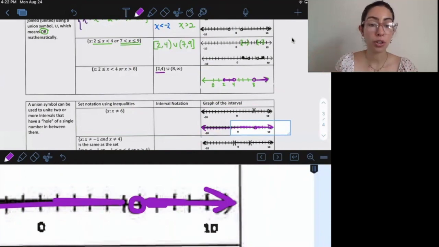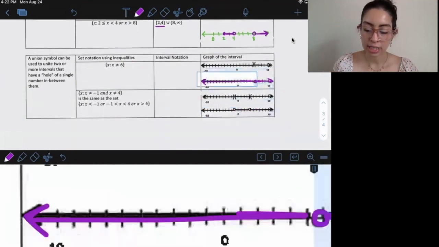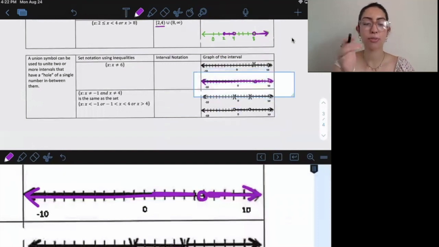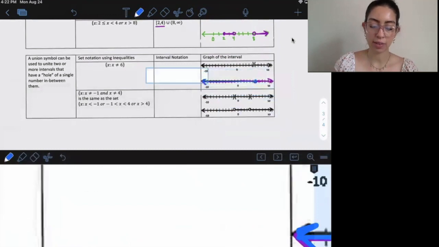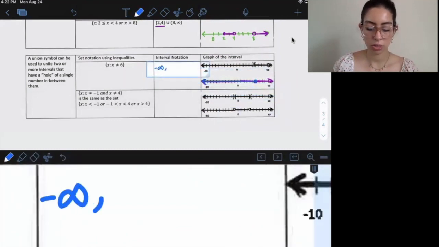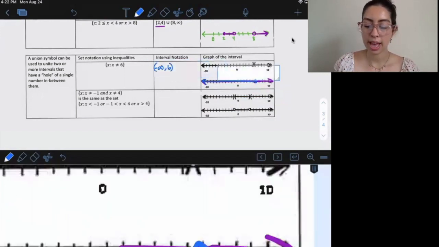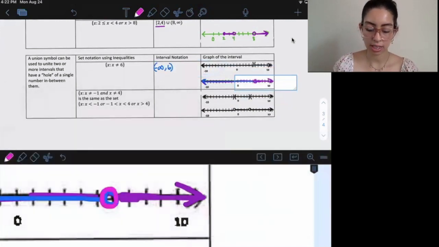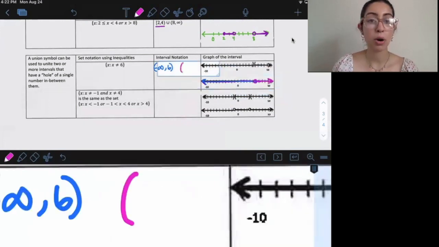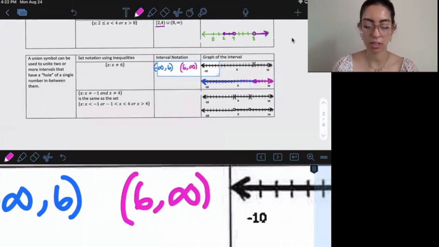So in our interval notation, we see already that this is 2 parts. I'll do it in a different color. We've got this first part here, which can be written as negative infinity to 6, not including negative infinity and not including 6. Then we look at the next part. This is 6 to positive infinity, and that's going to be open at 6 because we're not including 6.